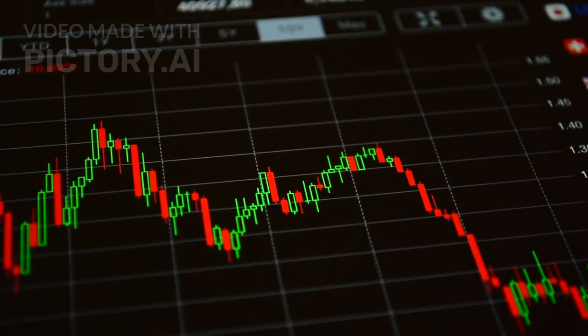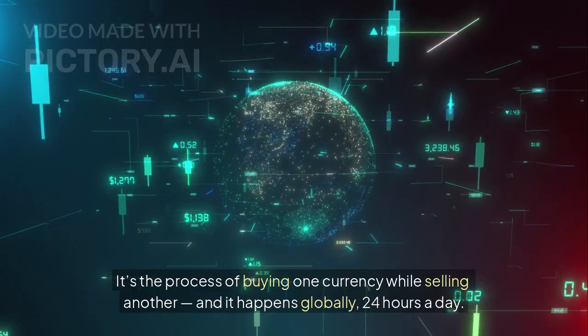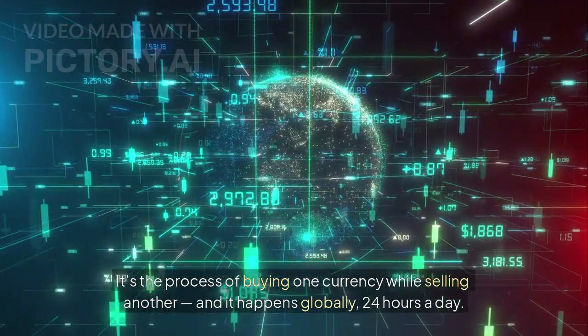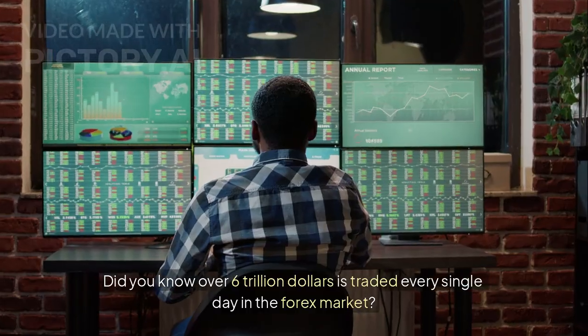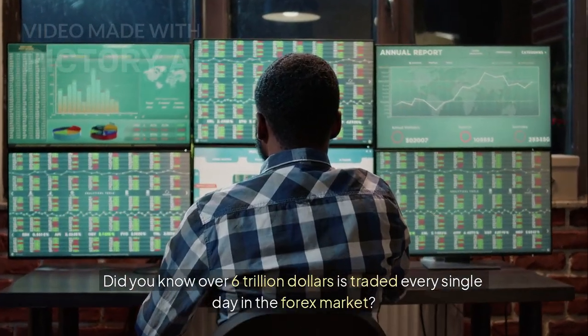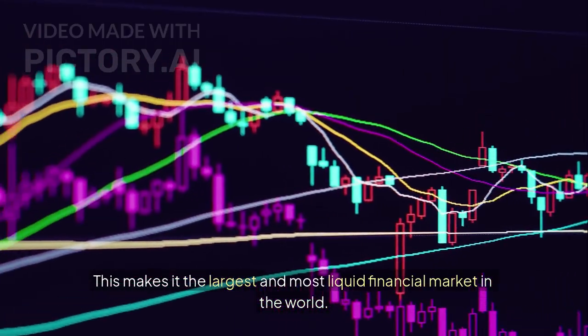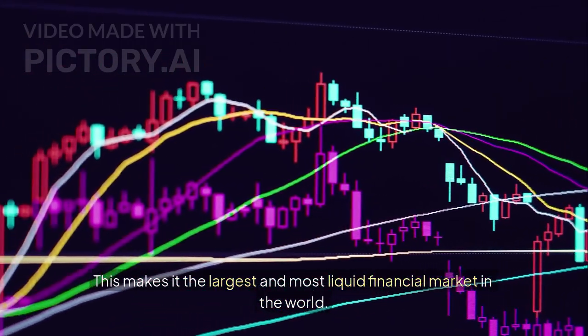Forex stands for foreign exchange. It's the process of buying one currency while selling another, and it happens globally, 24 hours a day. Did you know over $6 trillion is traded every single day in the Forex market? This makes it the largest and most liquid financial market in the world.